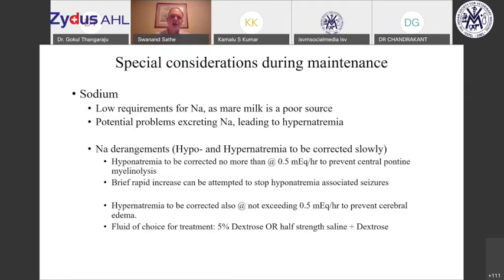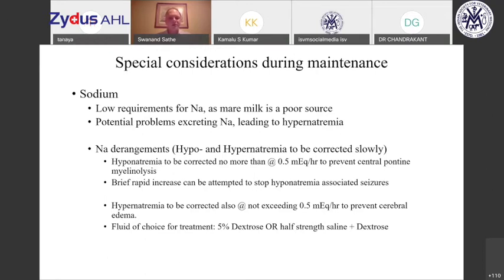Regardless of which condition you have, you should not correct these deficiencies or excesses at more than 0.5 milliequivalent per hour to prevent central nervous system disorders, right? So if you have a hyponatremia with a foal that presents seizures, you can start immediately administering sodium chloride at a higher rate till the seizures stop, and then pull down the amount of fluid that you are administering to this foal to 0.5 milliequivalent per hour to keep up with the ongoing losses.